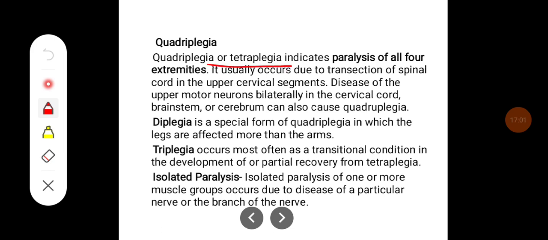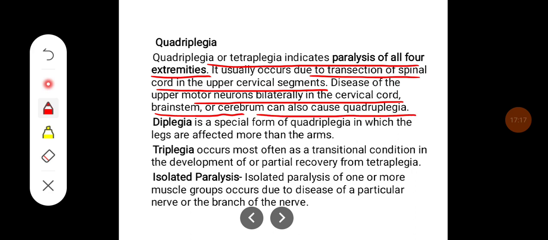Quadriplegia or tetraplegia indicates paralysis of all four extremities. It usually occurs due to the transection of spinal cord in the upper cervical segments. The diseases of the upper motor neuron bilaterally in the cervical cord, brainstem, or cerebellum can also cause quadriplegia.